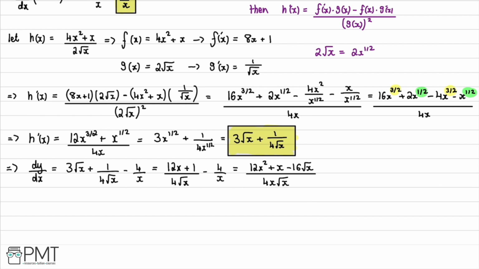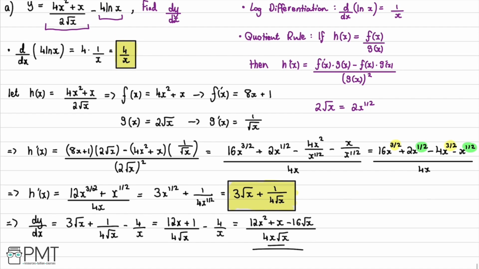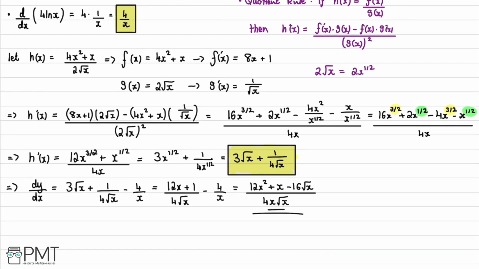multiplied by root x. So therefore, we'll just look back at the question and see if that's what we're aiming for. So we were asked to show that dy by dx was equal to 12x squared plus x minus 16 root x divided by 4x root x. And that is what we have here. So we'll just write in here, so we've got our answer there, and that's equal to dy by dx as required.